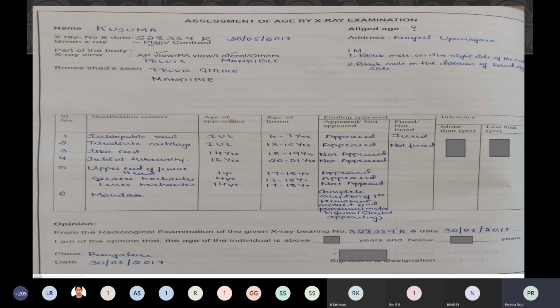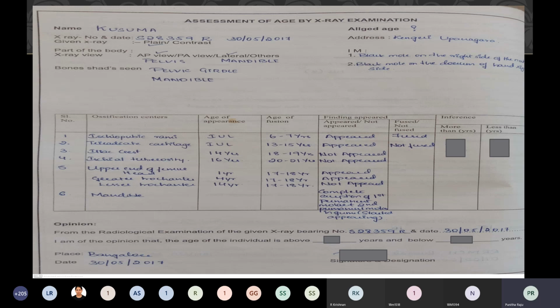What bones you're seeing: if it is a pelvic joint, you're seeing the ilium, the ischium, the pubis, the head of the femur, the greater trochanter and the lesser trochanter. That has to be mentioned here. The next one is alleged age, the age that is alleged by the person. That has to be mentioned, and the address, and identification mark. Identification mark is very important in forensic medicine. When we give you the X-ray, we don't tell you any identification mark, but to test whether you see it, this column is very important.